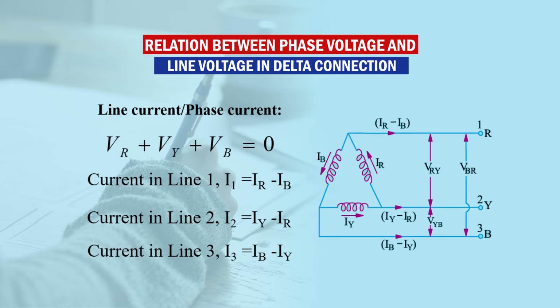Similarly, the current flowing in phase Y, or you can say terminal 2, that is line current I2, can be written as I2 equal to IY minus IR. Similarly, you can also write the current in line 3, that is I3, is equal to what? I3 equal to IB minus IY.